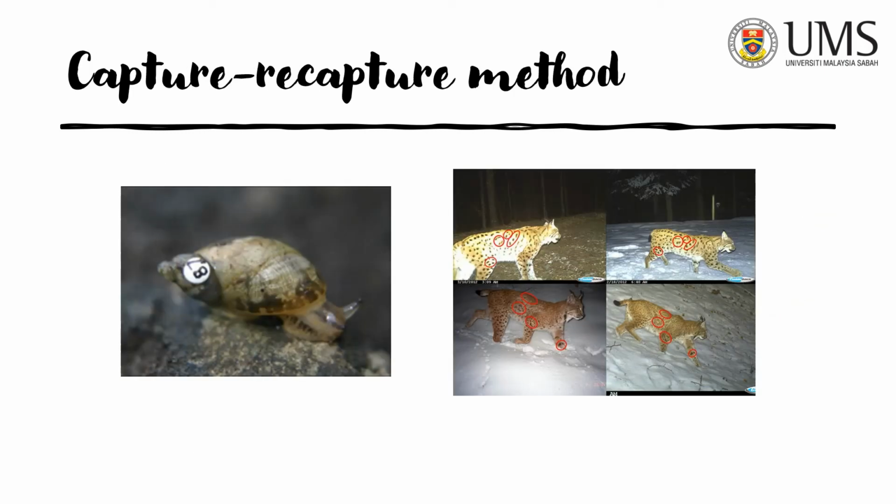We also have the capture and recapture method. You catch it, you mark it, and you let it out, and then you catch it back. It is maybe possible for snails, but sometimes the method is also used for wildcats. Look at the picture here. We use the capture method for wildcats, but you do not actually capture them physically. You capture them using video or camera. Nowadays, this method can be done using GPS.